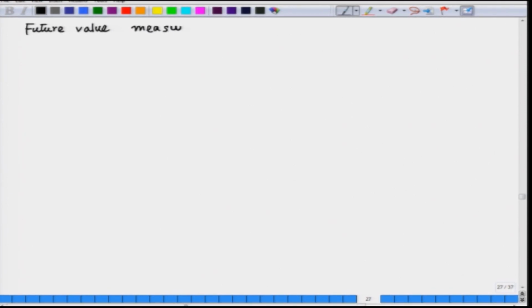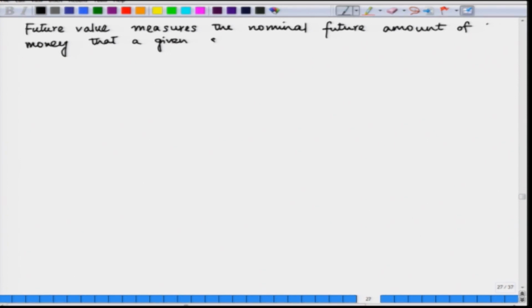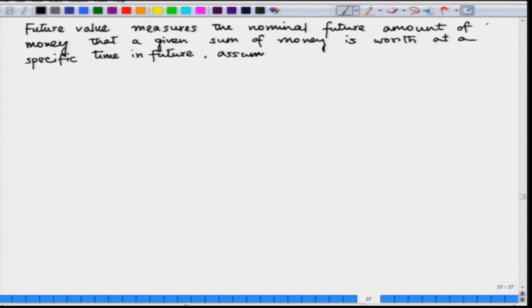Future value measures the nominal future amount of money that a given sum of money is worth at a specific time in future, of course assuming a specific rate of interest or return.